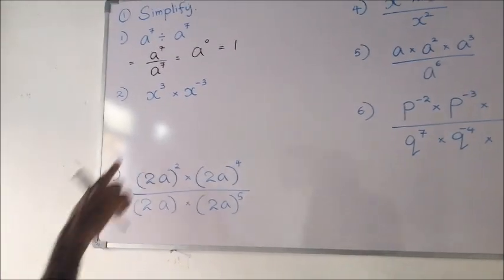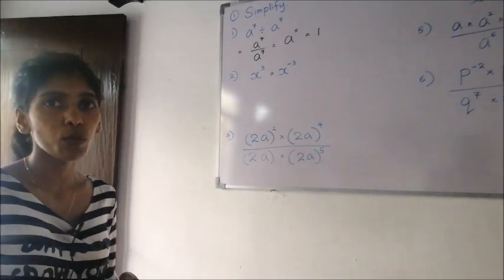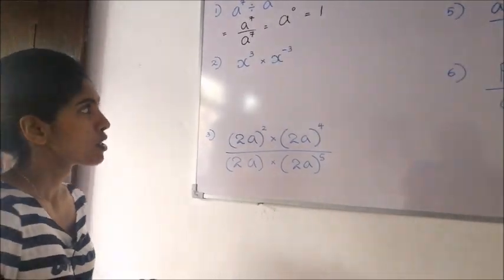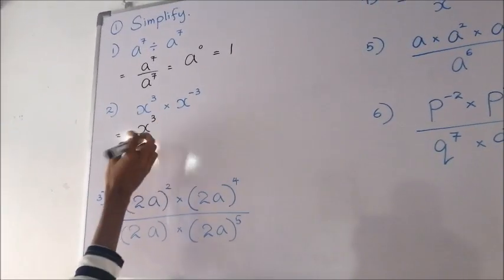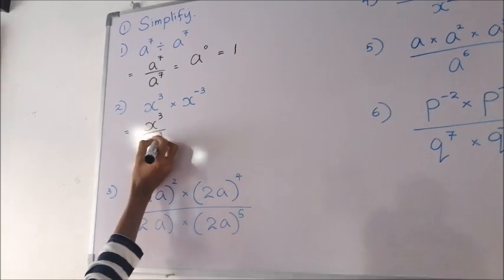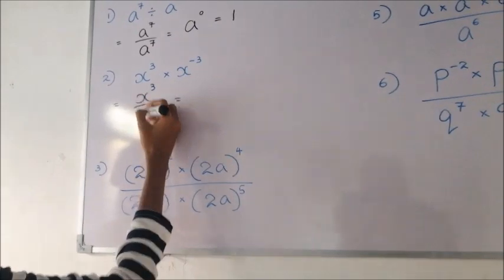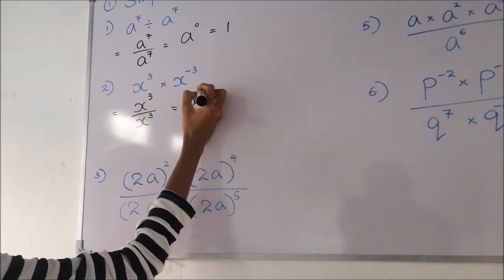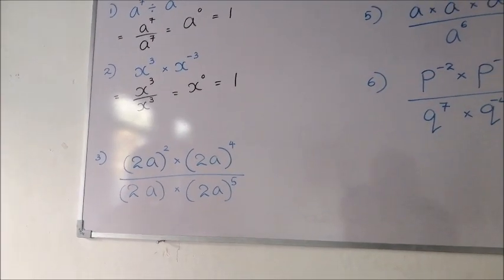Next question. Negative indices are there. I have told you that whenever you see negative indices, make them positive using the reciprocal. See, x to the power 3, and I am bringing this down. Then we can write it as plus 3. Now again subtraction, same bases can be seen. So from 3 when we subtract 3, 0 is coming. Final result is 1.